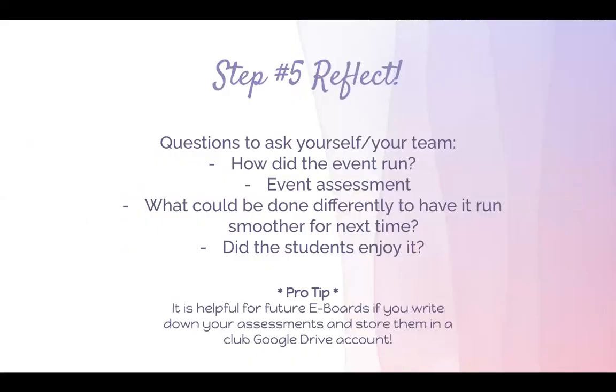The last step is going to be to reflect. Some questions to ask yourself and your team are: how did the event run? You could do this in the form of an event assessment. And what can be done differently to have it run smoother for next time? There's always some details that can be ironed out. No event is going to run 100% perfect all of the time. So asking yourself what could be done differently next time is always a good thing to do.